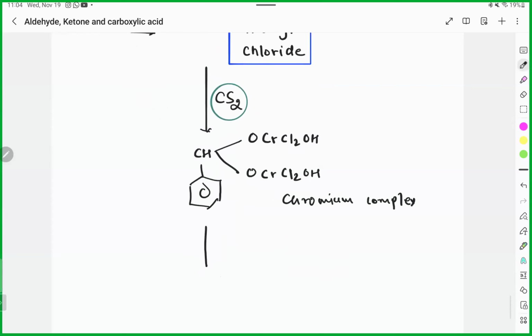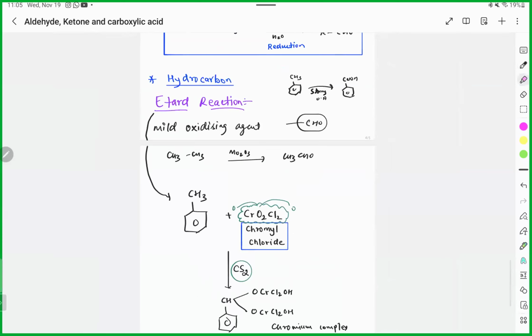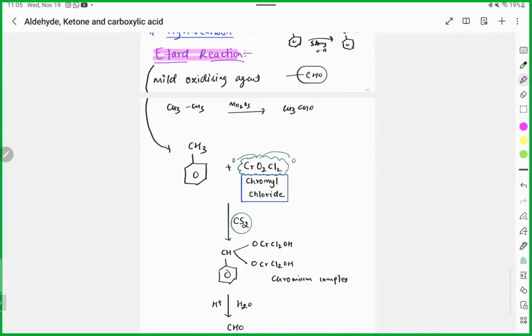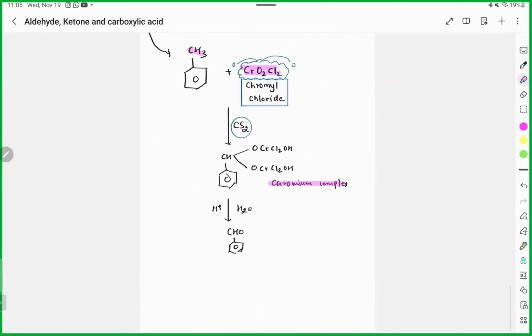If you take H2O, simple water is added in the form of the acid. What will happen? Aldehyde. So this reaction is very, very, very popular. Remember this name, Étard reaction. What is special in this? You take toluene in presence of chromyl chloride. First the chromium complex will form and ultimately aldehyde.